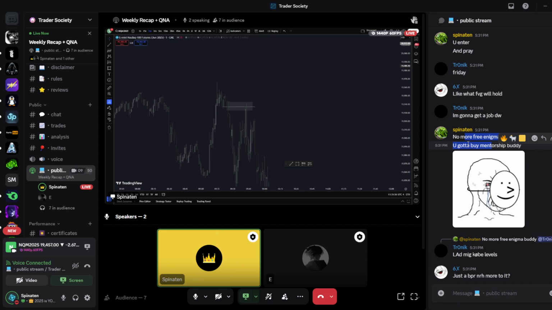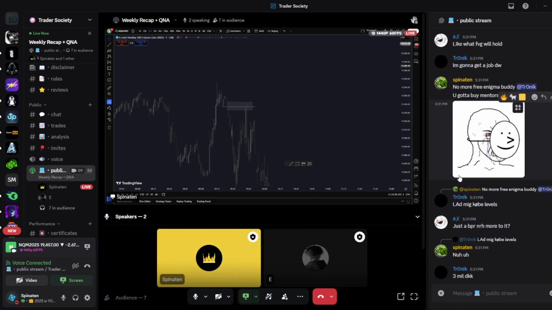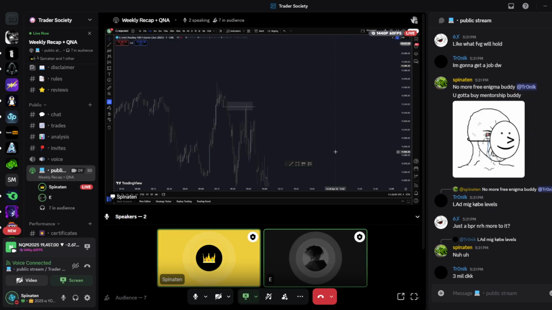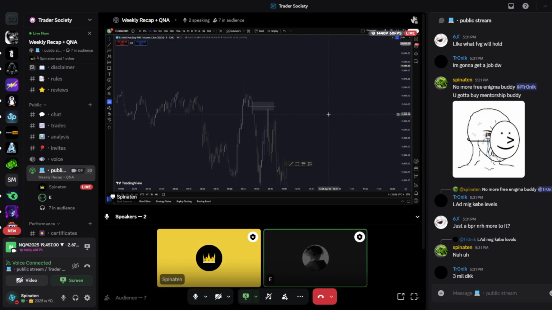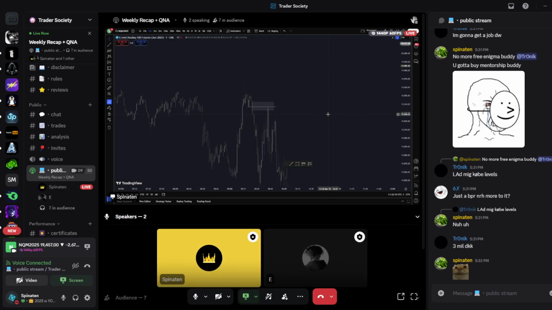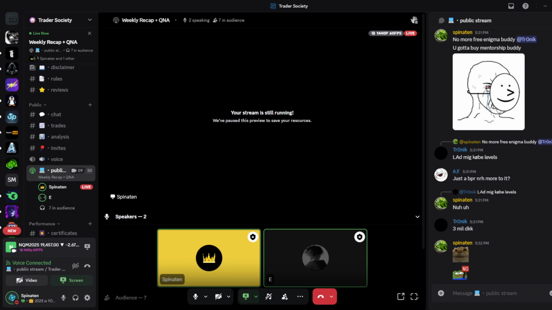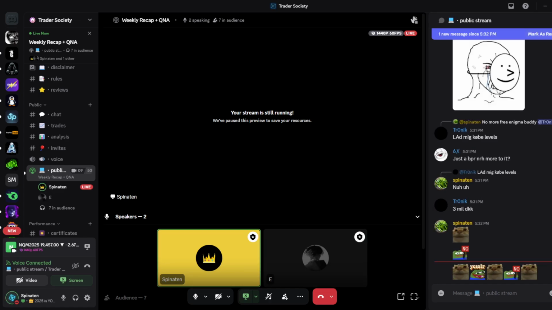Just a BPR? What BPR? What are you talking about? High probability fair gap. I mean, to me everything is a moderate probability value gap, right? Yeah, but of course value gaps with liquidity around them and stuff are also more high probability.